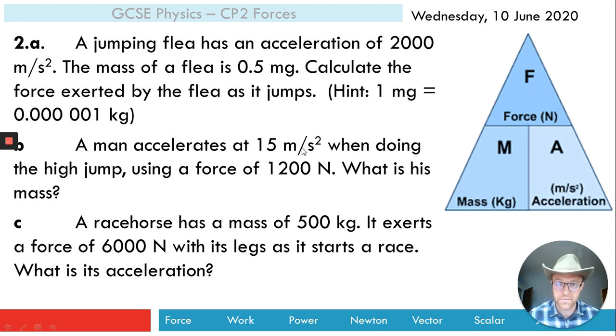B: a man accelerates at 15 meters per second squared when doing a high jump using a force of 1,200 newtons. What is his mass? So again, write out F equals ma, rearrange for m, or use your equation triangle, put in the numbers, and calculate the mass of the man. C: a racehorse has a mass of 500 kilograms. It exerts a force of that. What is its acceleration? Cover acceleration, and see what you have left. You'll have F over m. Put in the numbers and calculate the acceleration.